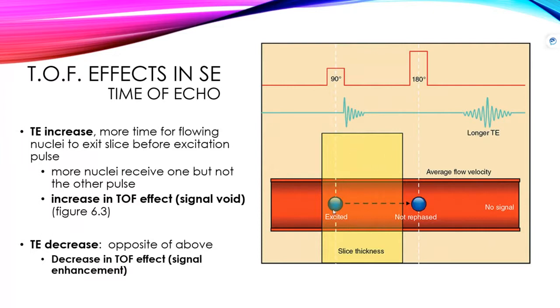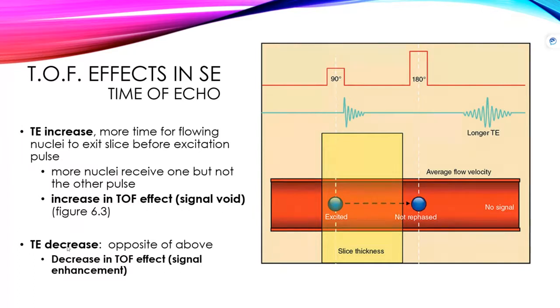So we have the spin present in the slice for the excitation pulse. But because we're waiting so long to push our refocusing pulse, because our time of echo is longer, the nuclei has left the slice. It's still moving down the vessel, but it's left the slice before we rephase it. So therefore, there's no signal. That particular nuclei is not going to produce a signal for us. So as the time of echo increases, then our time of flight effect is going to increase, which means we're going to have a signal void.